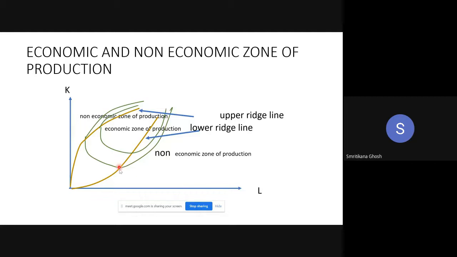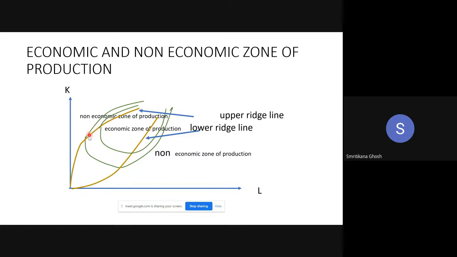Now look, is that point clear, what is the significance of this particular point? Yes, ma'am. So the same thing is true for these isoquants. These are the points where your MPL is equal to 0. Similarly, you are getting some points on these isoquants where your MPK is equal to 0.